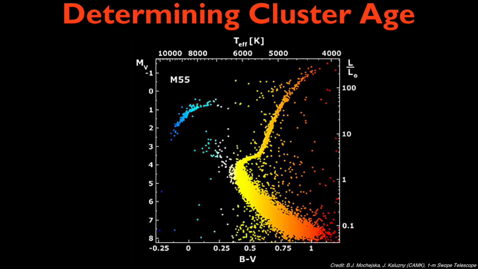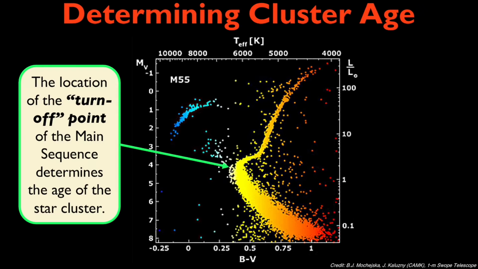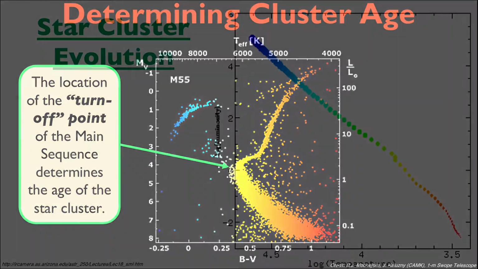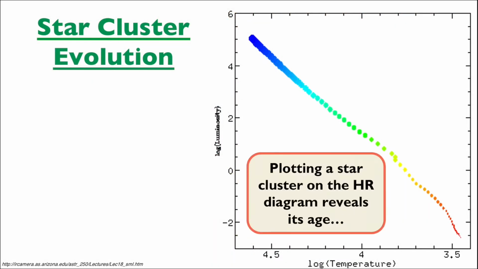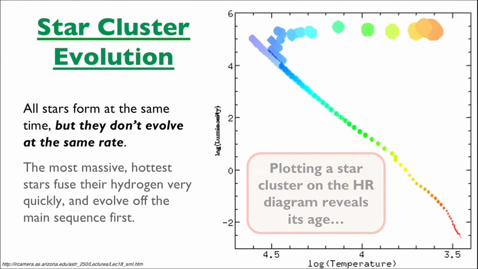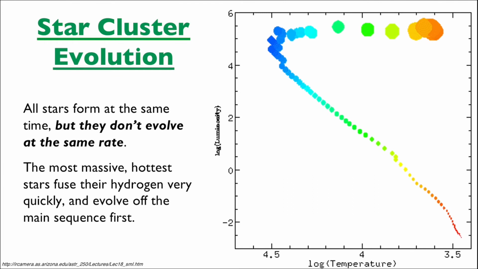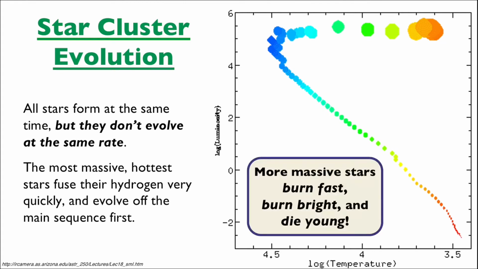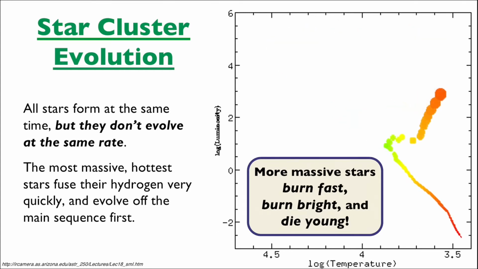The main feature associated with the HR diagram of stars in a star cluster is what we call the turn-off point of the main sequence, the location of which helps determine the age of that star cluster. Here's how it works. As previously mentioned, plotting all the stars of a star cluster on an HR diagram reveals the cluster age. All the stars in the cluster formed at the same time, but they don't evolve at the same rate. The most massive, hottest stars fuse their hydrogen very quickly because of their extreme mass. They're the first off the main sequence because they burn fast, burn bright, and die young, much earlier than the lower mass main sequence stars that begin to follow suit.